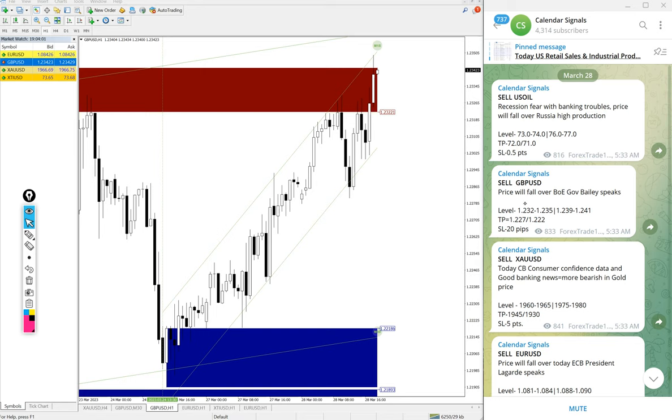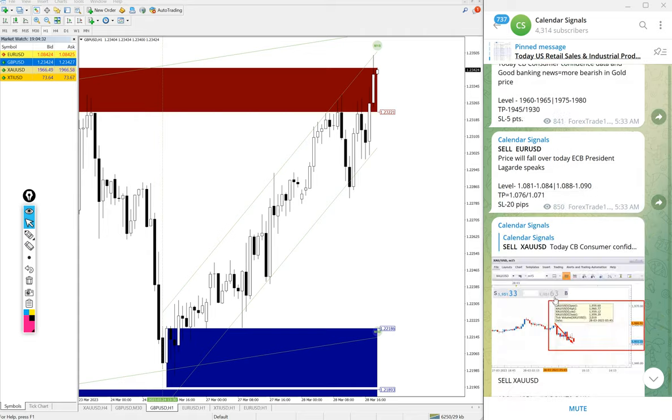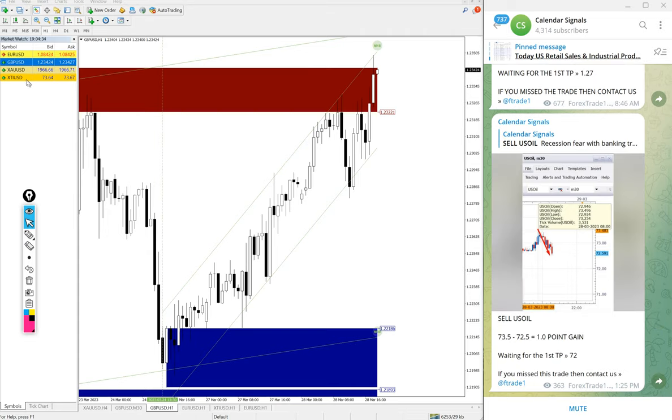And in each and every signal, you will find the detail why we are giving that script by ourselves. For example, sell USOIL given, the reason is mentioned here. Recession fear with banking troubles, price will fall over Russia high production. Russia increasing oil supply, so price of US oil will fall. That was our prediction. Likewise, in each and every signal, you will find the reason why we are giving that script by ourselves.